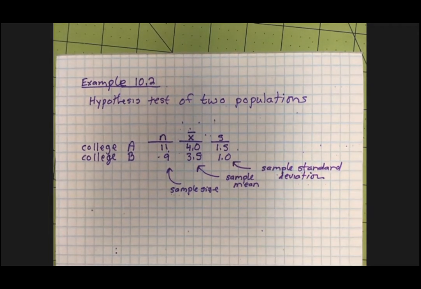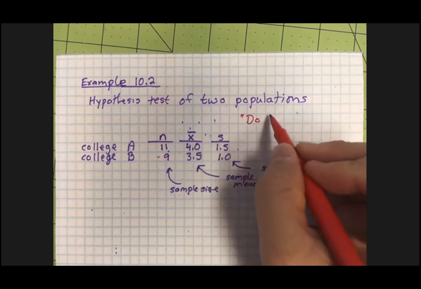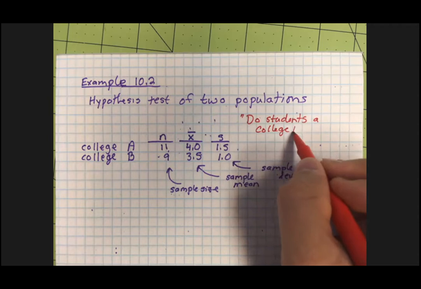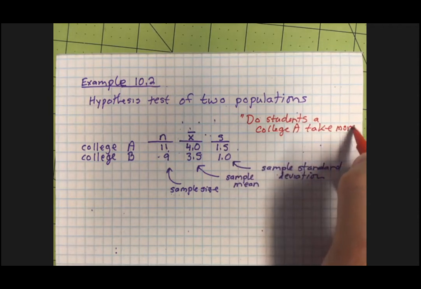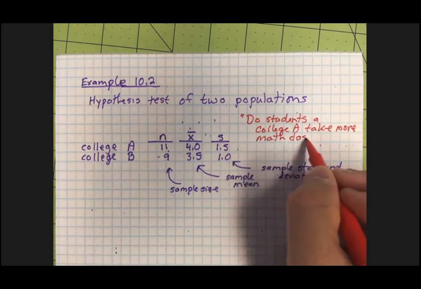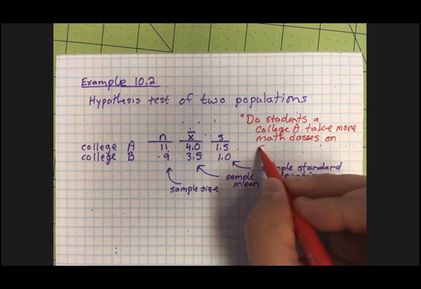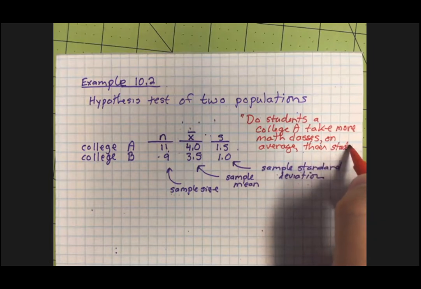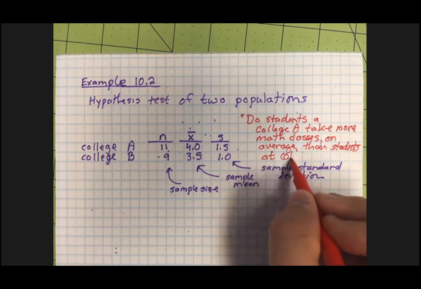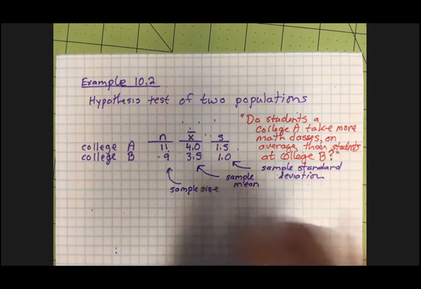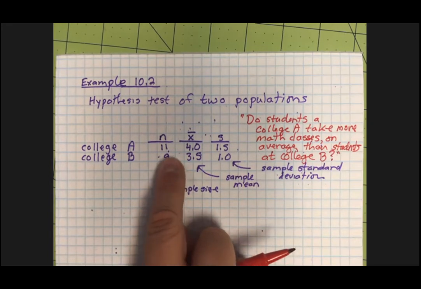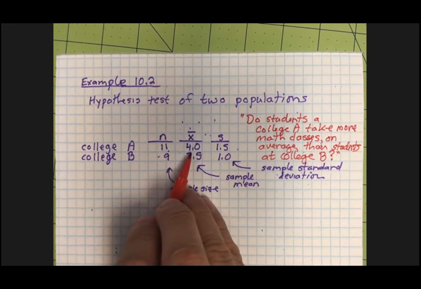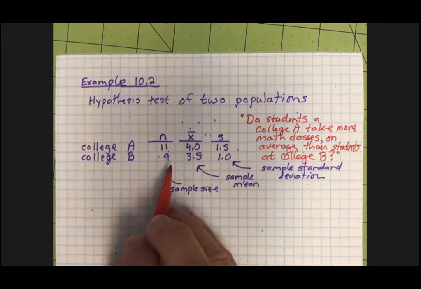So I'd like to ask this question. Do students at College A take more math classes, on average, than students at College B? I'm looking at the average. Remember, I want to perform a statistical test so that I don't jump to conclusions. I can't just sample a handful of people and say, yep, College A, they take more math classes. I may have sampled the wrong people. My sample size is not very large.